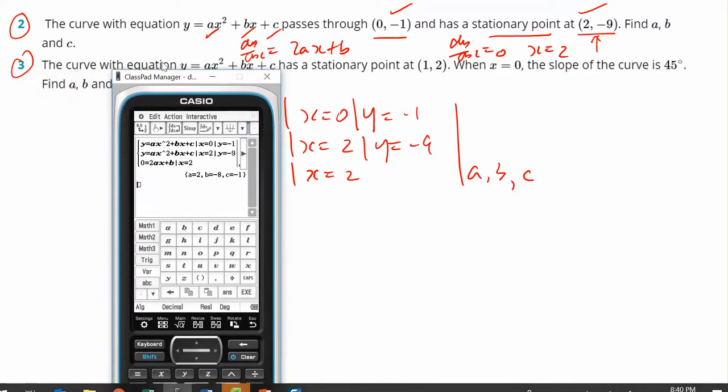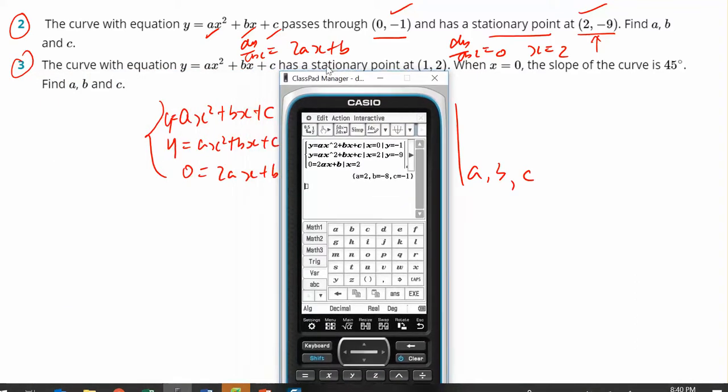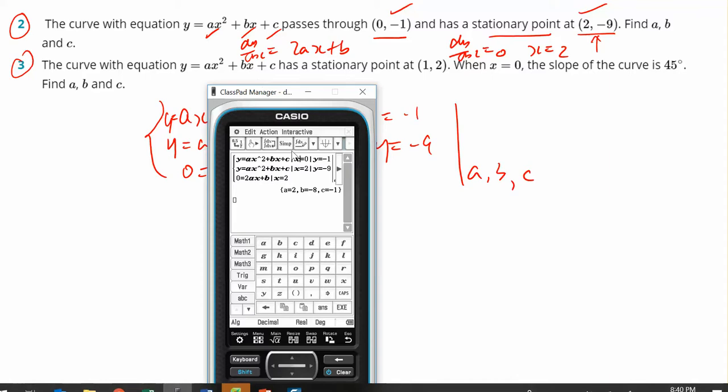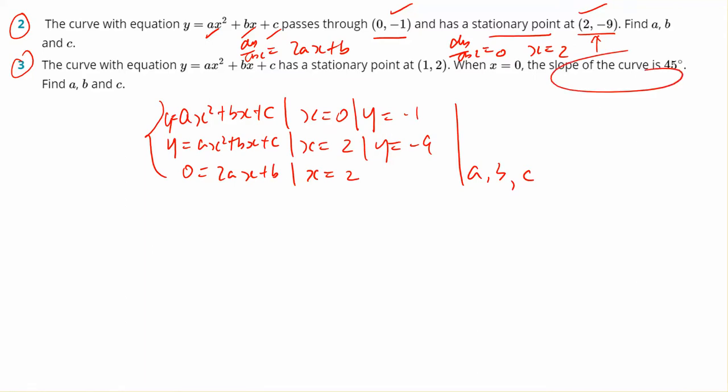The quadratic has a stationary point at (1, 2). So I can recycle what I've just typed in here. I know that when x equals 1, y equals 2. When x equals 0, the slope of the curve is 45 degrees. Now, slope of 45 degrees, I know we haven't done this for a while, I'll just give you the equation to find that out: m equals tan of theta. So the gradient of 45 degrees is equal to 1. That's from your trigonometry table of exact values.